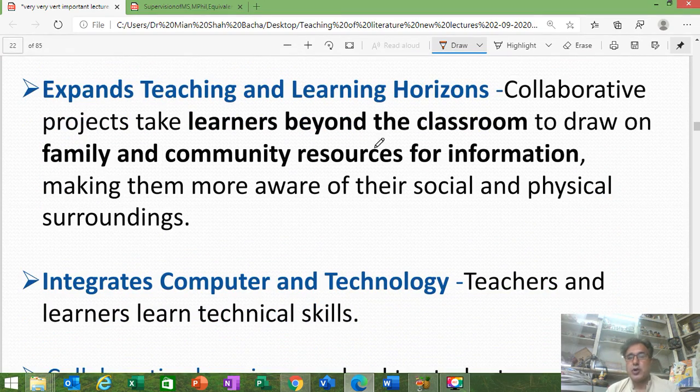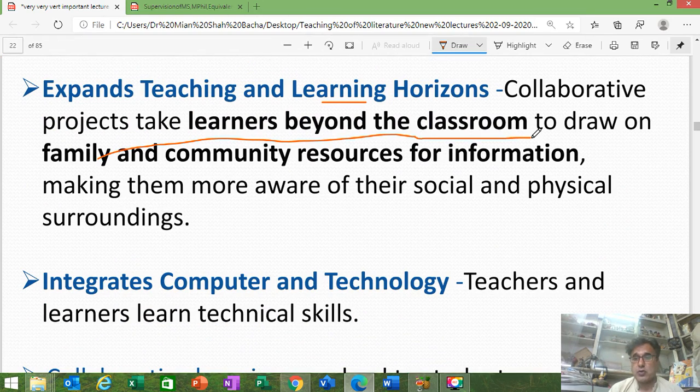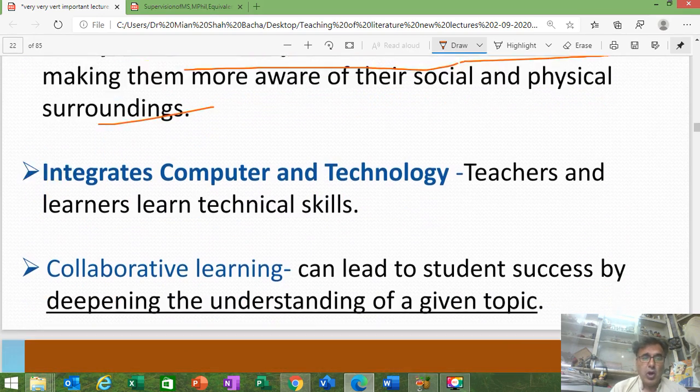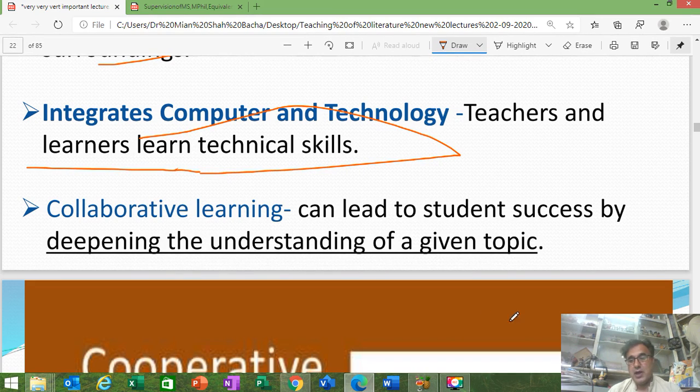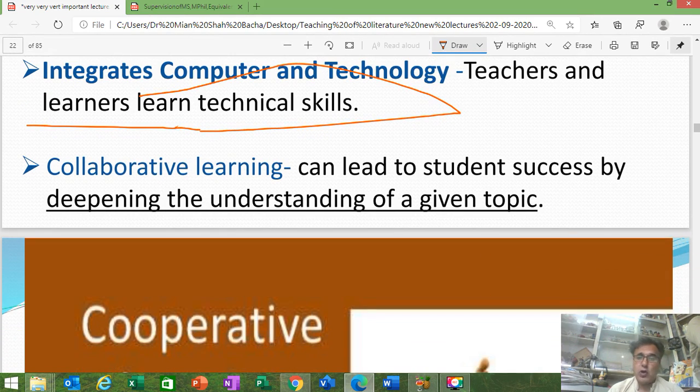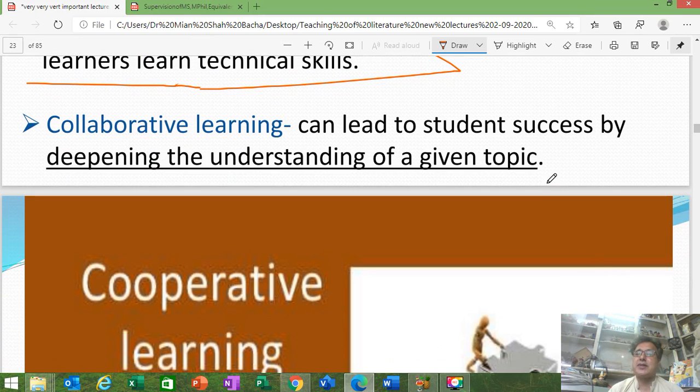Expands teaching and learning horizon. Remember, collaborative projects take learners beyond the classroom to draw on family and community sources for information, making them more aware of their social and physical surroundings. Integrates computer and technology. Teachers and learners learn technical skills, obviously, through this. And moreover, collaborative learning can lead to student success by depending on the understanding of a given topic, right?